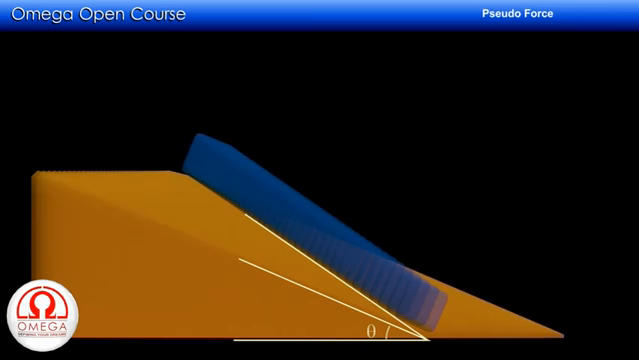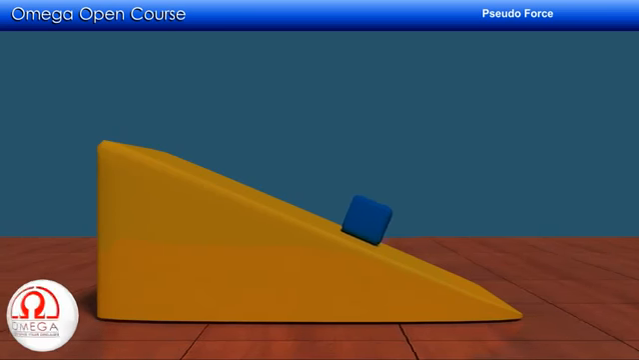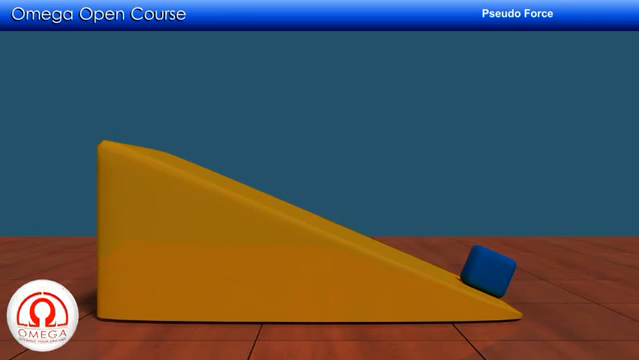But if we look at the block with respect to the wedge, the block moves along the slope of the wedge. Hence, its direction must be same as the inclination of the wedge. Thus, the direction of its acceleration is at an angle theta with the horizontal. So there are only two unknowns, the acceleration of the wedge and the acceleration of the block. But since our frame is accelerated, an additional force, the pseudo force, will act on the block in direction opposite to the direction of acceleration of the wedge.